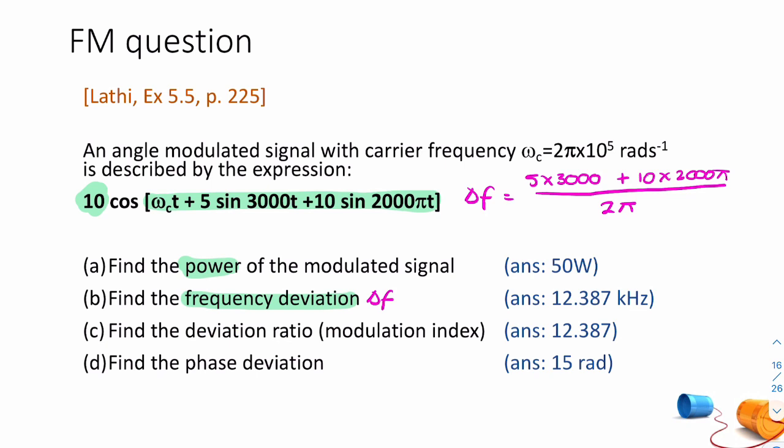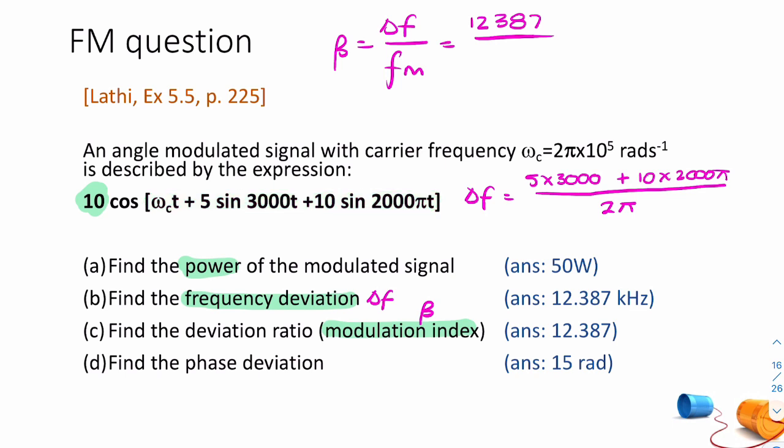The next question is find the deviation ratio. Deviation ratio is just another way of saying modulation index. Okay, so how do we find beta? Now remember, beta is just the ratio of delta F to FM. That's why they call it the deviation ratio, because you've got the maximum frequency deviation there. So that's 12.387 divided by FM. Now, where do we look for FM?